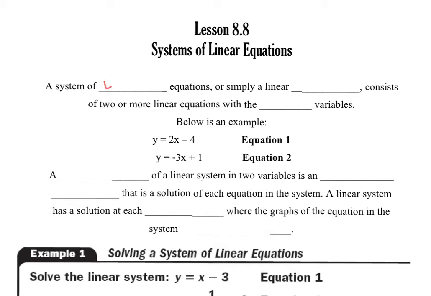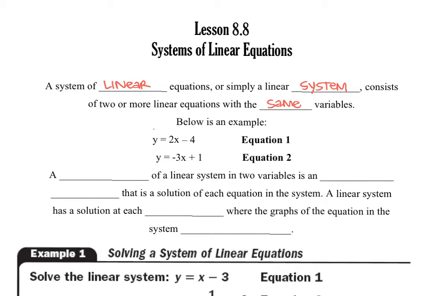So a system of linear equations, and remember linear just means that they are going to be straight lines, or instead of calling it a system of linear equations, for short, we just call it a linear system, consists of two or more linear equations with the same variables. And for our sake, our variables are always going to be x and y, and we're going to start off by just looking at linear systems that have two equations. So it's important for you to know that a linear system could have more than two equations, but we're going to start by just looking at ones that have two.